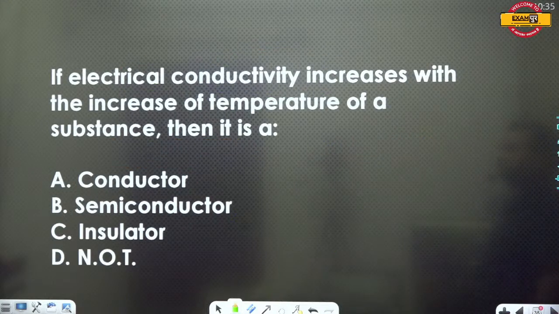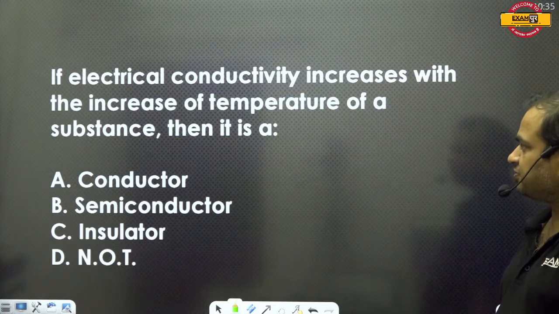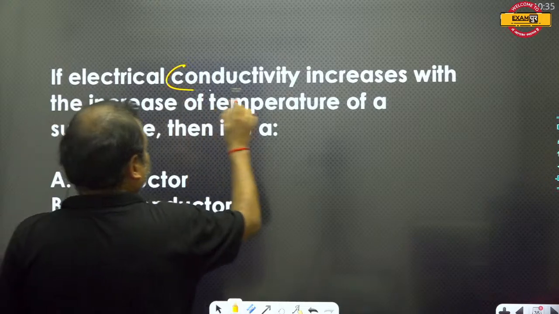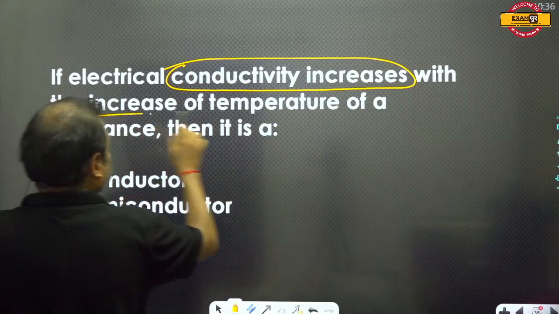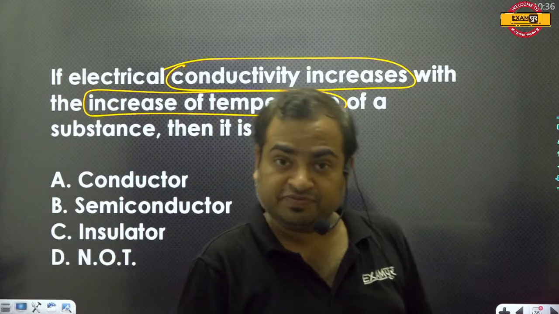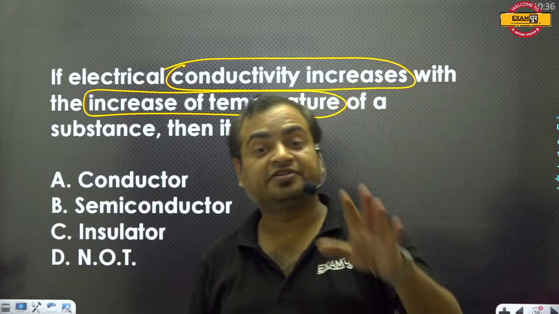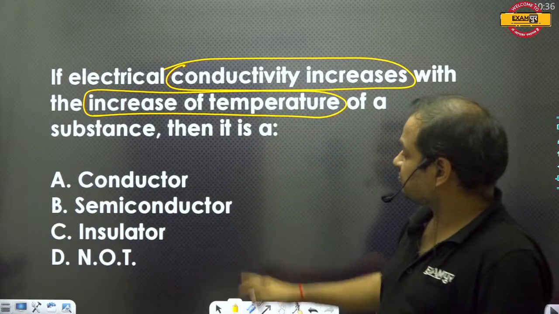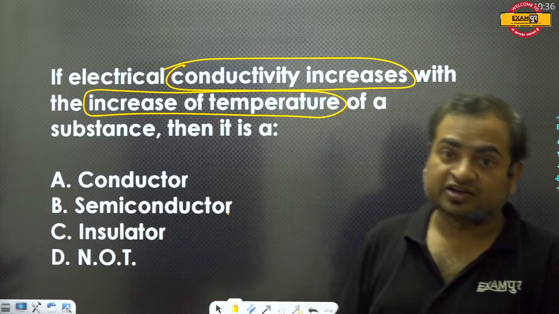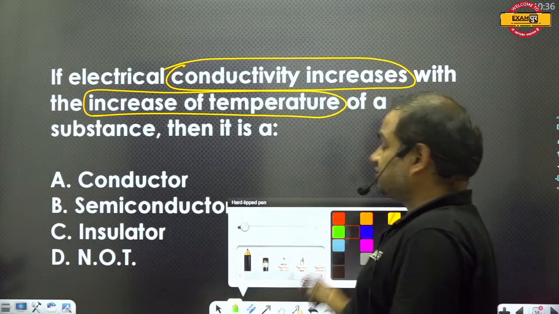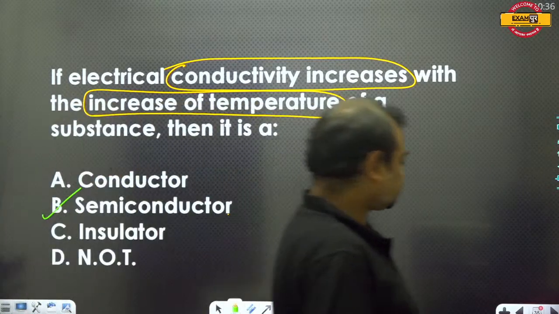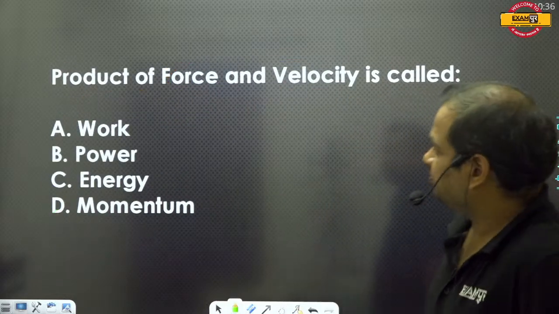Electrical conductivity increases with the increase in temperature of a substance. Friends, when we increase the temperature of metals, the electrical conductivity decreases. But in case of semiconductors, if we increase the temperature of the semiconductor, conductivity increases. It means the electric resistance decreases. So here B for Bombay will be the correct answer.